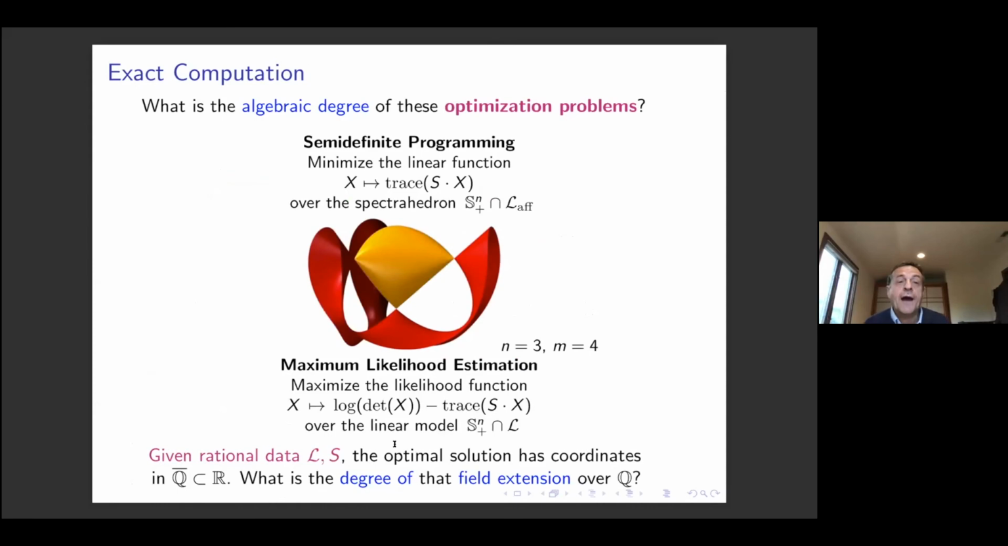Now, what we'd like to do with our optimization problems, the semi-definite programming problem and the maximum likelihood estimation problem, we would like ideally to perform exact computations. We would like to reliably, provably get answers. To get to those reliable, provable, certifiable answers, we need to know the algebraic degree of these optimization problems. So what do I mean by algebraic degree? Well, the data, the input to the optimization problem, is matrices. So L is a linear space of symmetric matrices, maybe given by a basis. S is an additional symmetric matrix, maybe the sample covariance matrix in the statistical setting. These matrices have rational entries.